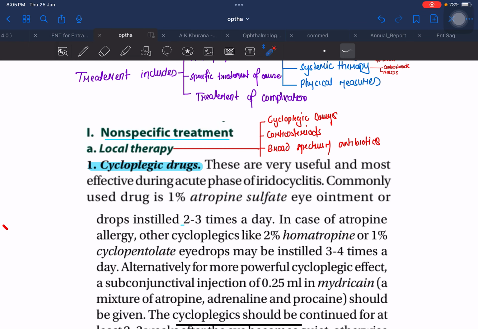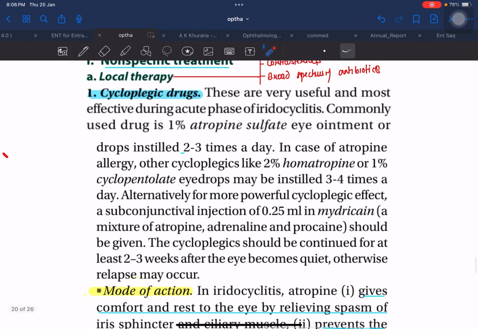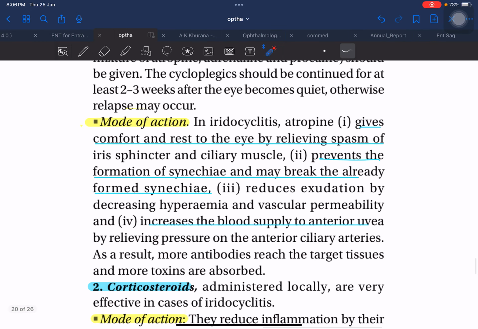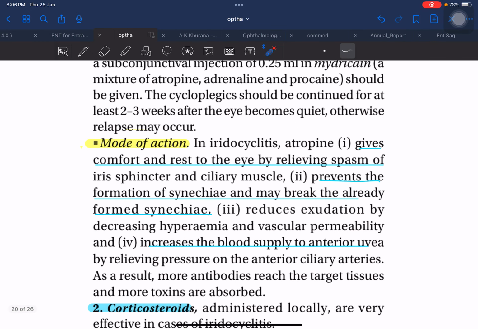Now what will this cycloplegic drug do? It gives comfort to the eye, right? How does it give comfort to the eye? By relieving spasm of the iris sphincter and ciliary muscle. It will prevent the formation of synechia and may break already formed synechia also.